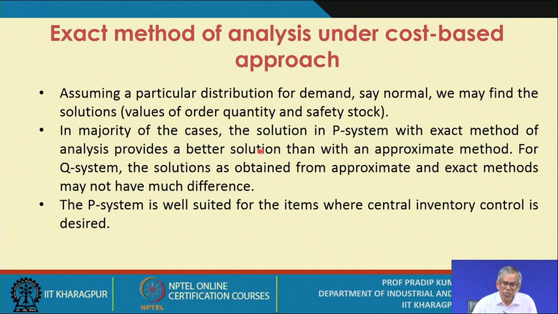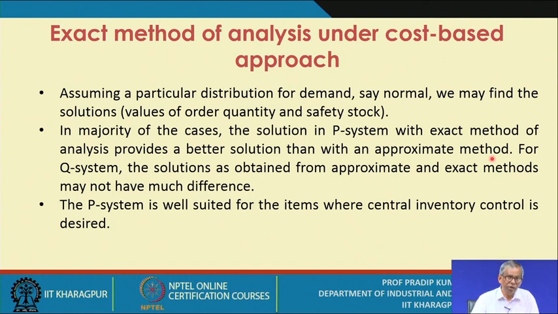Assuming a particular distribution for demand, say normal, we may find the solutions, values of order quantity and the safety stock. In the majority of cases, the solution in the P system with exact method of analysis provides a better solution than with an approximate one. So this point is to be noted.